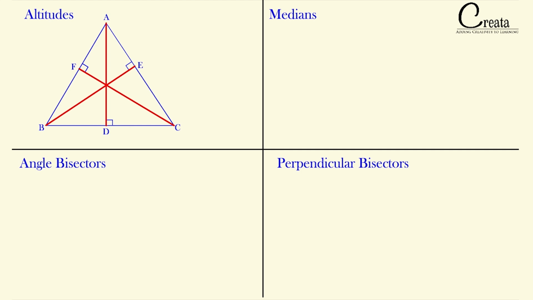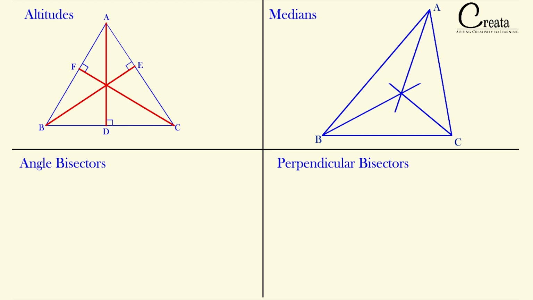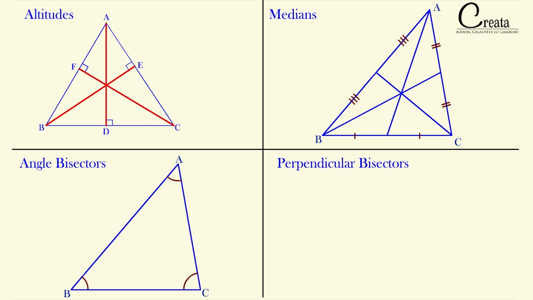Let's compare these altitudes with the other line segments of the triangle, that are medians, angle bisectors, and the perpendicular bisectors. Medians, we know, are the line segments that connect the vertex with the midpoint of the opposite side. And the angle bisectors divide the angle into two equal parts. These are the angle bisectors.